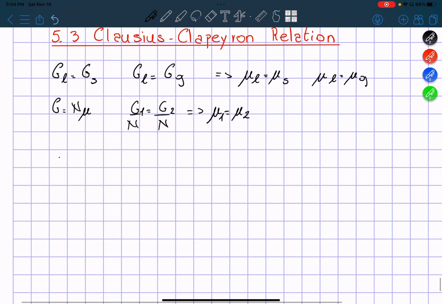So if we write down the whole formula for the Gibbs free energy, we have that dG is equal to negative S times dT plus V times dP plus mu times dN.